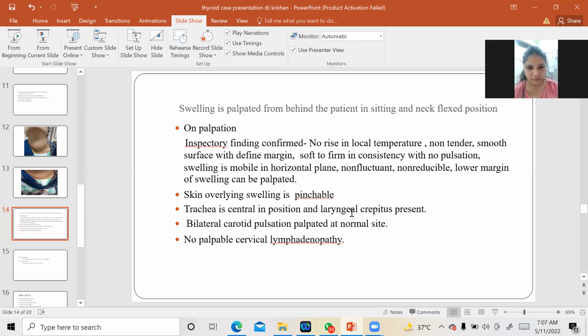Trachea is central in position and laryngeal crepitus is present. This also shows that there is non-invasion of the surrounding structures, so there is little chance of malignancy. Bilateral carotid pulsation is palpated on the normal side. No palpable cervical lymph node metastasis. This also rules out malignancy.